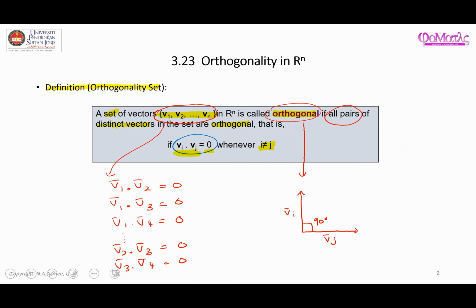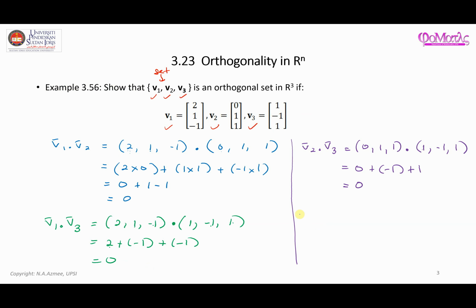Therefore, since all possible pairs here are orthogonal, meaning the result of this inner product, the dot product, is 0, we can conclude that this particular set is an orthogonal set in this vector space.